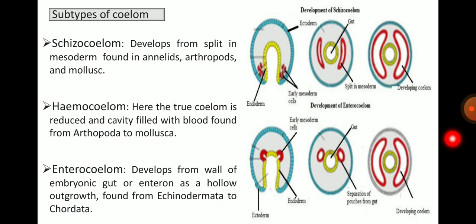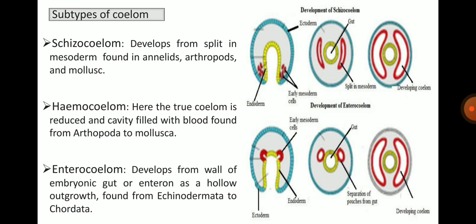There are three subtypes of coelom, such as schizocoelom, hemocoelom and enterocoelom. In these figures, the first row of diagrams in the slide will depict the development of schizocoelous coelom. Here, the schizocoelom actually develops from the split in mesoderm and is found in annelids, arthropods and mollusks.